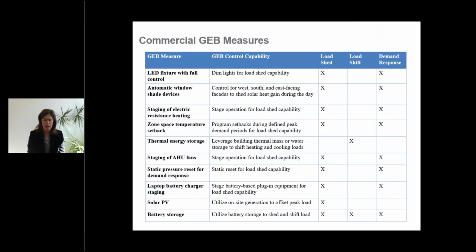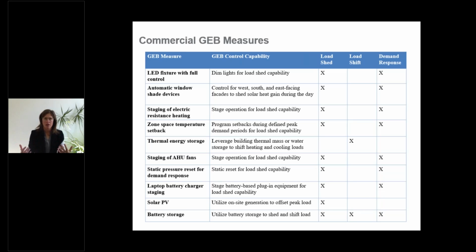On the commercial side, it's similar in that we can control our lighting to dim light shed capacity there using automatic window shade devices. On the HVAC side, there's a number of strategies that we use, of course, with temperature set points, leveraging thermal energy storage, and then staging of certain equipment like air handling unit fans or electric resistance heating so that they're not all running at the same time.